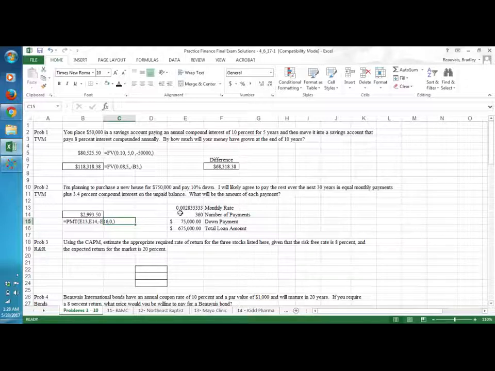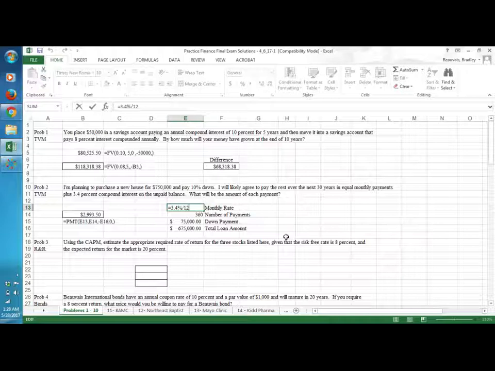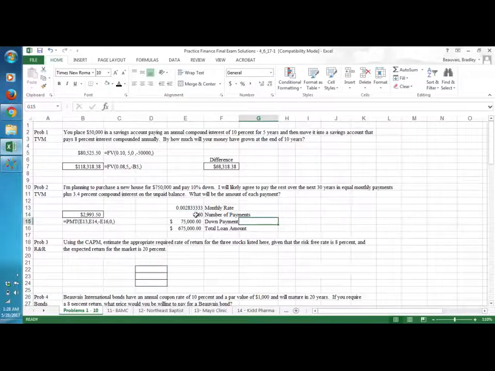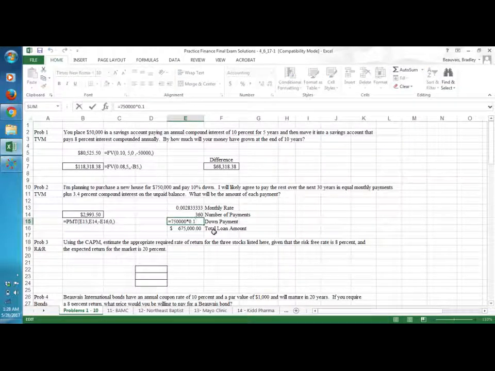First and foremost, we need to break down our interest rate. In this case it is 3.4% right here. What we have to do is take that 3.4% and divide it into a monthly rate because we're looking for a monthly payment. In this case it ends up with the figure you see here. We have 360 total number of payments. Here we have our down payment, that's 10% of the $750,000. And then, of course, we have our total loan amount, which is our original purchase price, $750,000, minus our down payment.